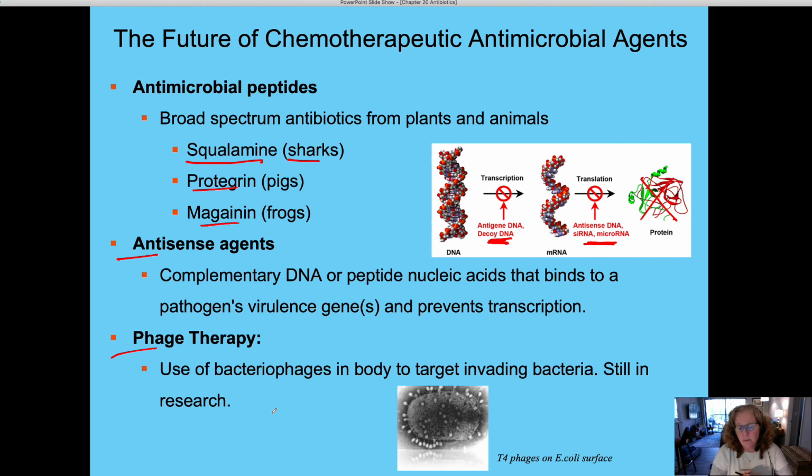But there have been some clinical trials with phage therapy, particularly in diabetic neuropathy, which involves wounds in the feet that are infected, severe infections. There has been some really positive effects of phage therapy.